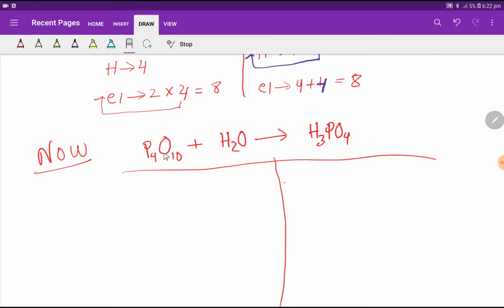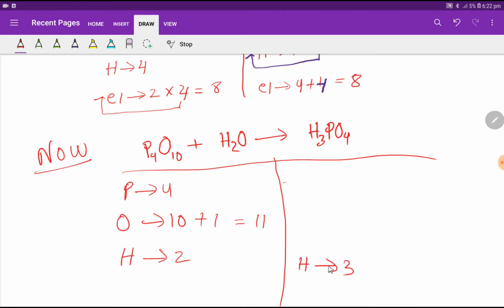So let us take another example. How to balance this reaction? Look, on the left hand side we have phosphorus, that is 4, sorry, here we have 4 phosphorus atoms. Then we have oxygen, which is 10, plus here we have 1, that is we have 11. And then we have hydrogen, which is 2, and here we have hydrogen, which is 3, and then we have phosphorus, we have here 1, and then we have oxygen, which is 4.